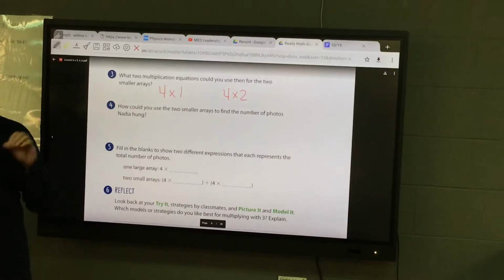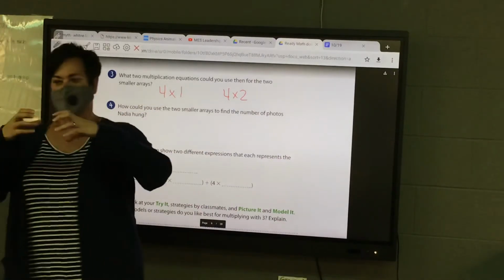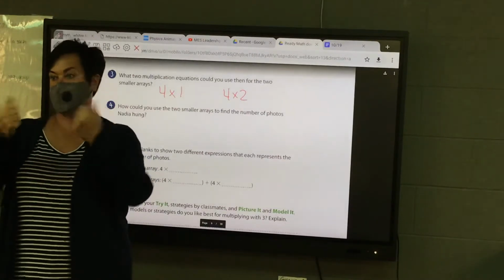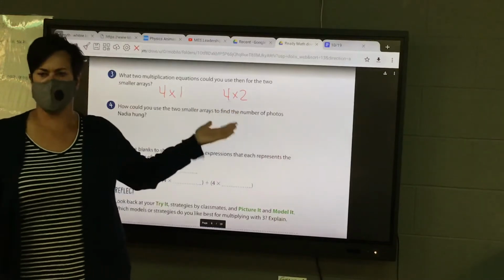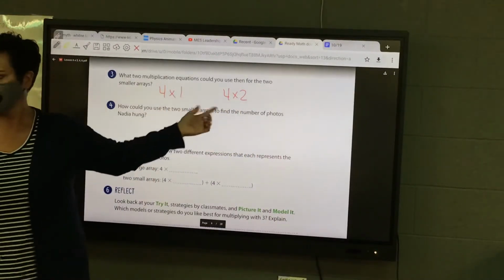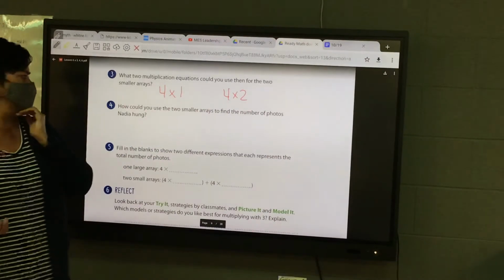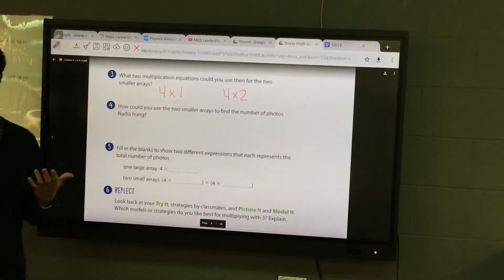Do you remember working on this yesterday? What did we do with these two equations? Remember, because we broke the array apart. What did we do with those two yesterday? Do you think we need to solve these? Yes. Okay, so we have to solve them, and then what do we do?